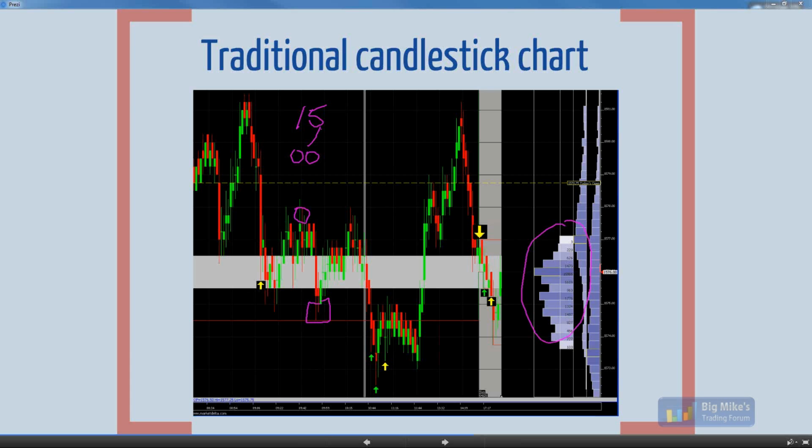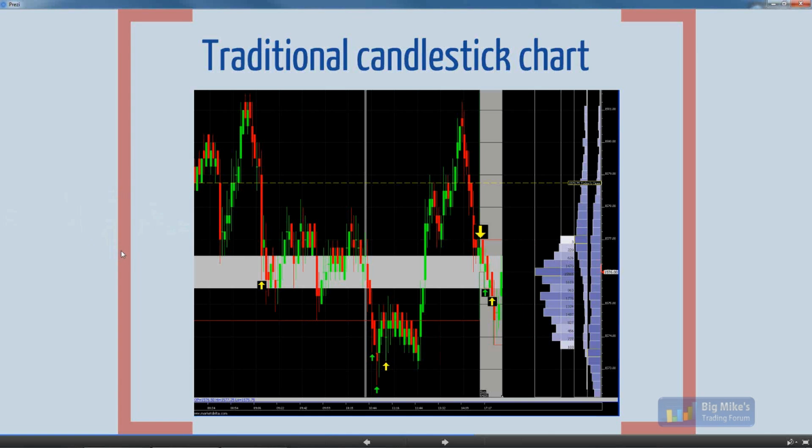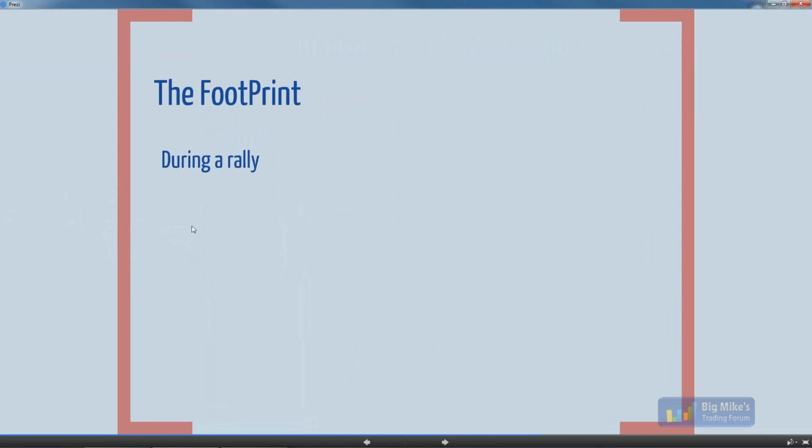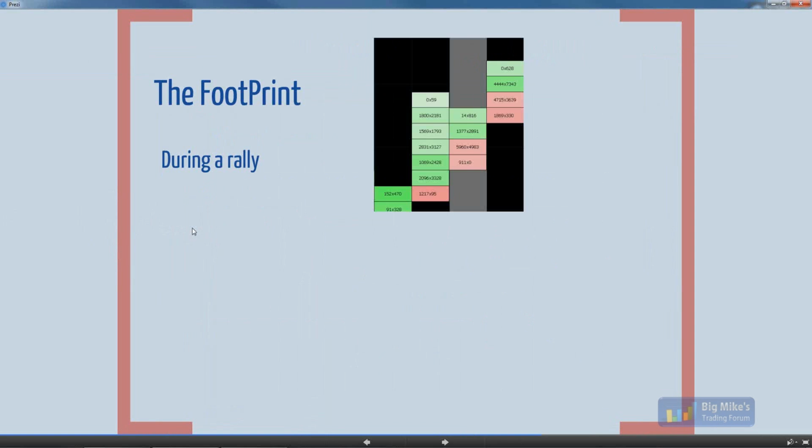Now let's go into actually identifying these big buyers and sellers for a second. Let me erase some of these drawings, Mike, and then we'll jump into it. All right, let's go to the next slide. A little deeper into this iceberg and talk about the footprint during a rally. I gave you an example after a break in that traditional chart, but let's just look at the footprint.